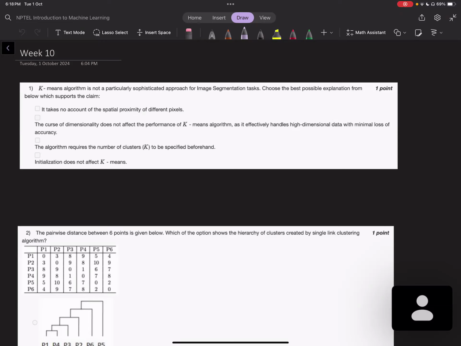Okay, so sorry. The question: the k-means algorithm is not a particularly sophisticated approach to the image segmentation task. Choose the best visualization from the below that supports the claim.